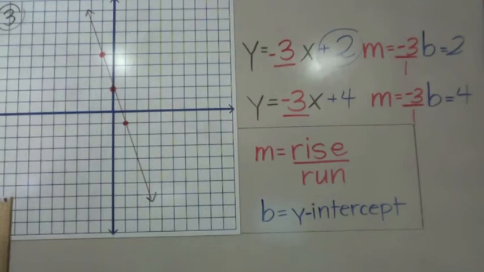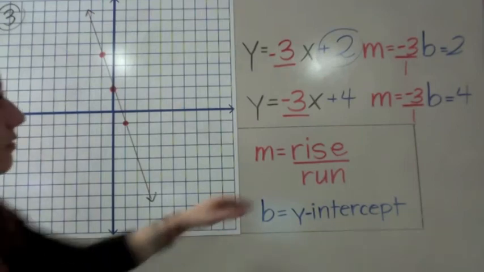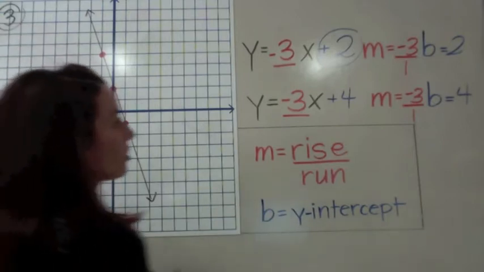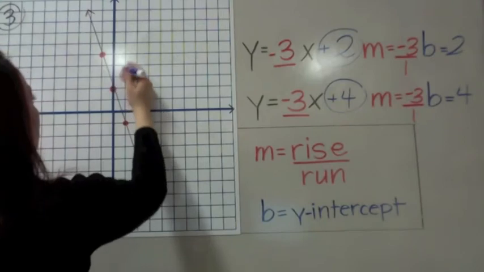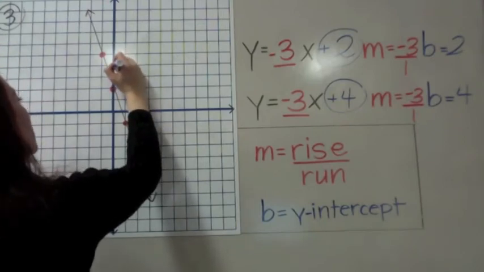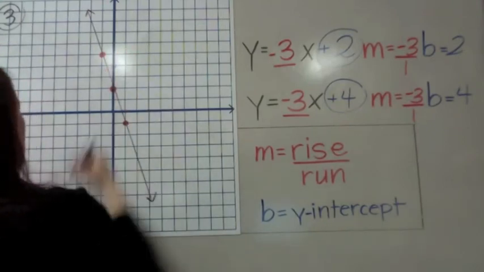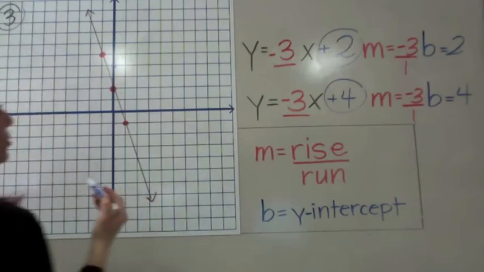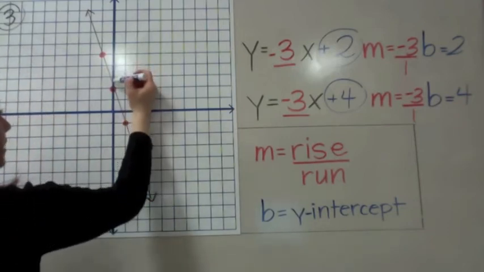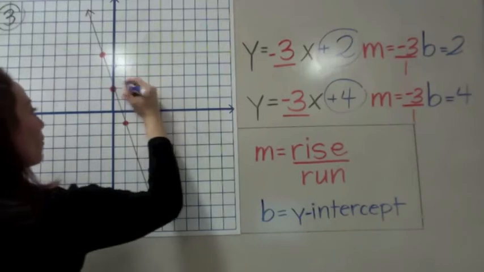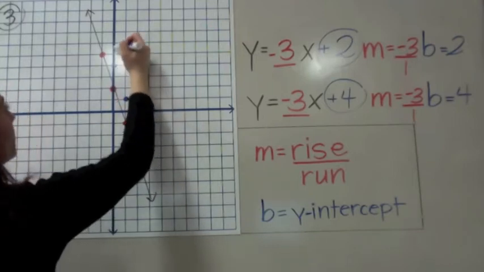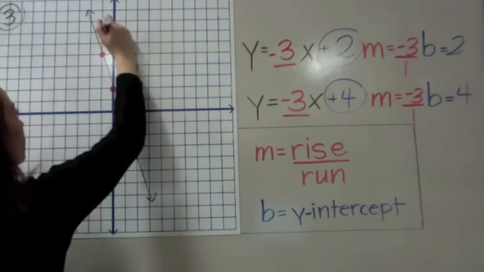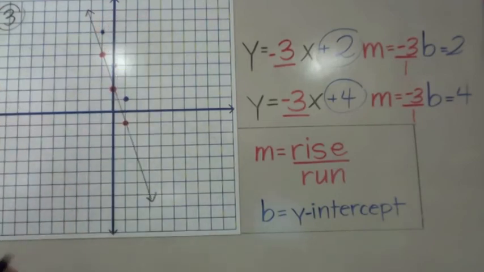Let's go ahead and graph the second line. For the second line, we're going to start at 4, okay? We're going to go up 1, 2, 3, 4. So these lines are going to look like they're pretty close to one another. And then we're going to go down 3, down 1, 2, 3, and over 1. And then in the opposite direction, up 1, 2, 3, and over 1. Okay?